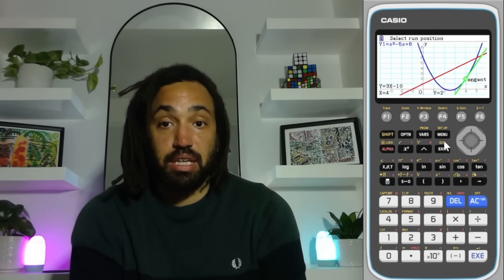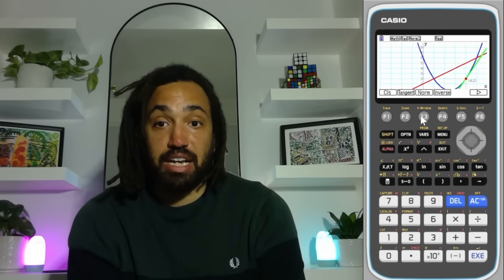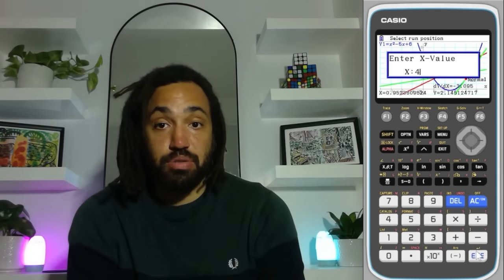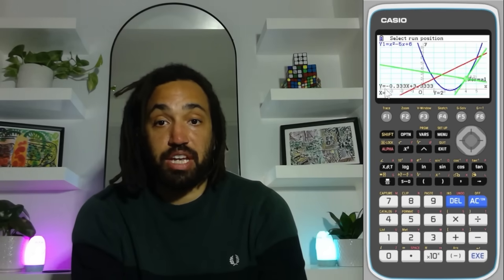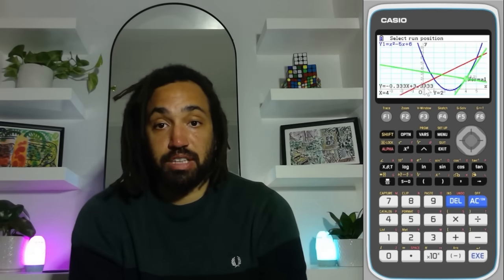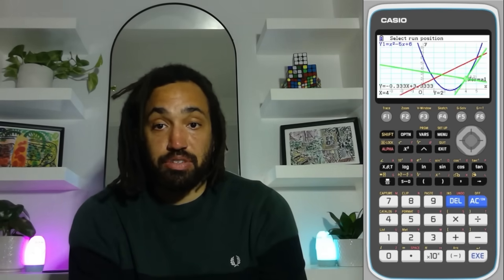Happy days. I can press exit and then press sketch again and click on normal this time. I can again choose the x value equal to 4. It sketches the normal for me. It gives me the gradient of the tangent still. But if I press execute, it will give me the equation of the normal. Perfect. Okay, I can go back into Run-Matrix from here.